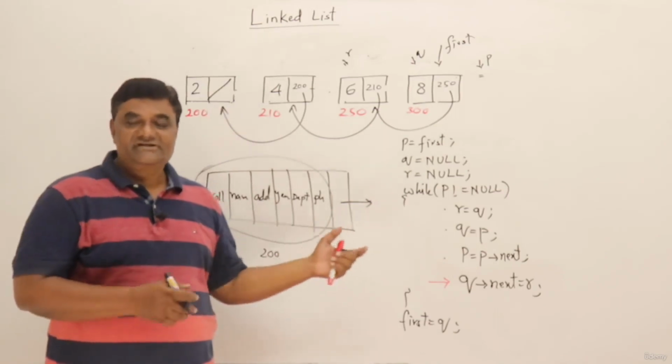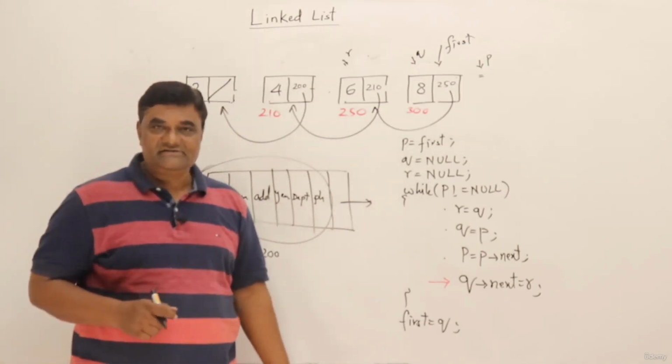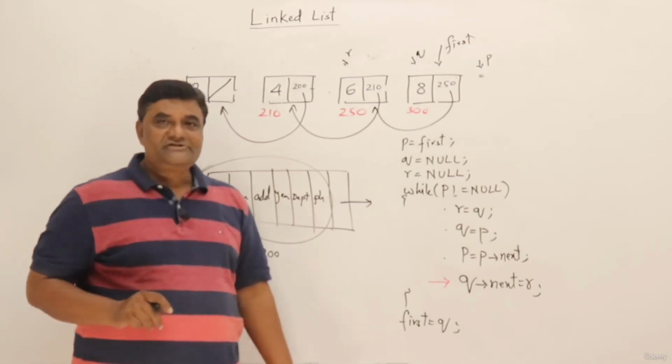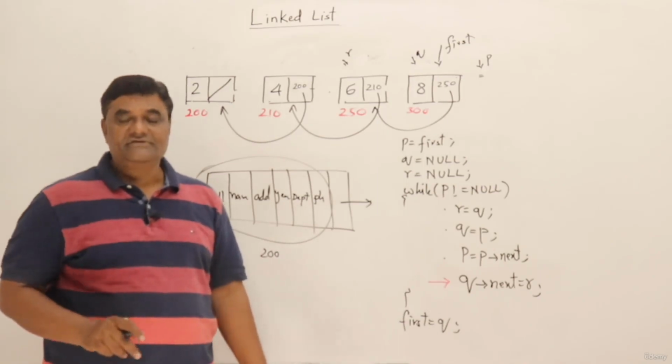So that's all. The procedure is very simple. Using sliding pointers, we have reversed a linked list. Now one more method I'll show you, reversing a linked list using recursion. So we'll see that.